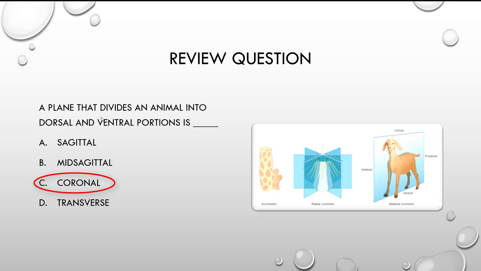So if we're separating dorsal, remember dorsal for us would be our back, ventral would be our front, okay, our stomach, our abdominal region, okay? So think front, back. What separates that would be the coronal or frontal plane, okay? So C is the correct answer.